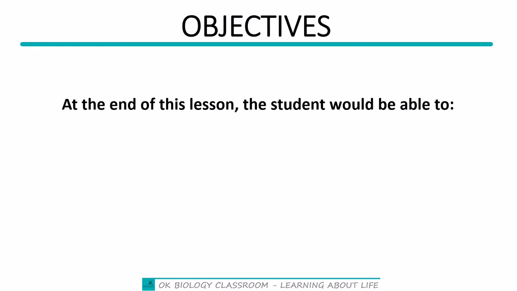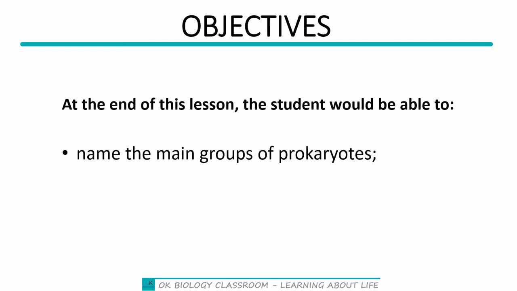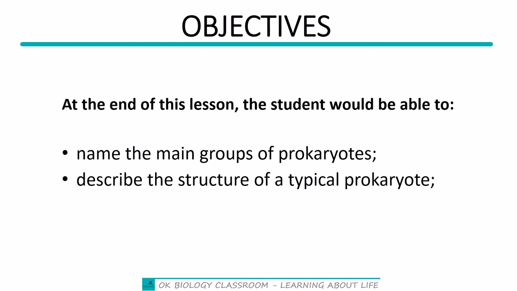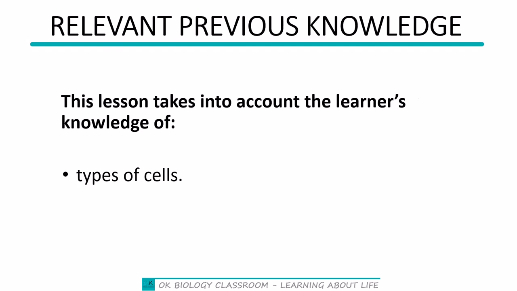So for the objectives, at the end of this lesson, the student would be able to name the main groups of prokaryotes, and would as well be able to describe the structure of a typical prokaryote, and would also be able to state the types of bacteria. But this lesson is going to take into account the lesson on types of cells. So if you haven't watched our video on types of cells, please do so before you proceed with us.